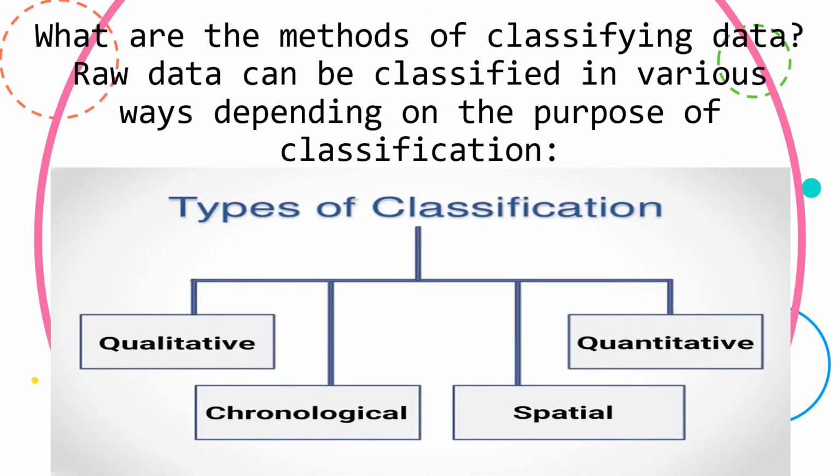That brings us to studying the methods of classifying data. How can we classify data? What are the types of classification? Well, raw data can be classified in various ways depending on the purpose of classification. So here we go. We have the chronological classification, spatial classification, qualitative classification, and quantitative classification. We'll be taking them one at a time.